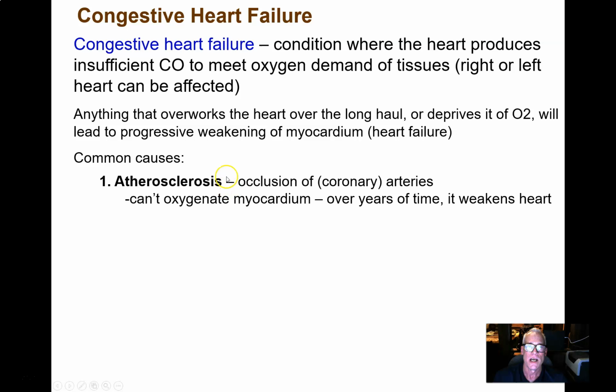Vascular disease, atherosclerosis. What's going on there? Occlusion, meaning blocking of coronary arteries. Atherosclerosis is a diseased state in which plaques build up in the walls of the arteries, narrowing the arteries more and more so that not as much blood can get through there. If the coronary arteries, those are the heart arteries, can't supply enough blood to the myocardium, it becomes ischemic and hypoxic, and eventually, over years and years of time, it starts to weaken. Can't take it anymore.